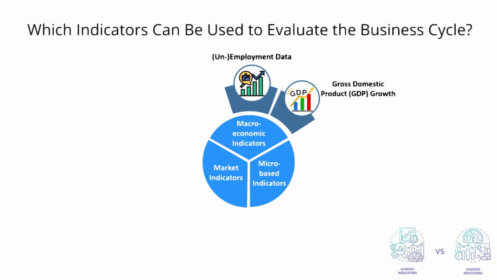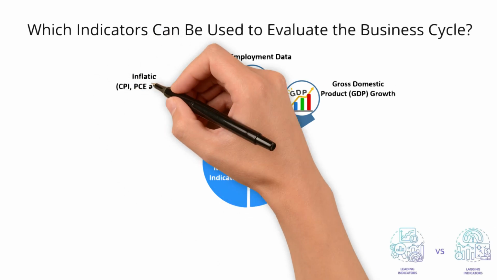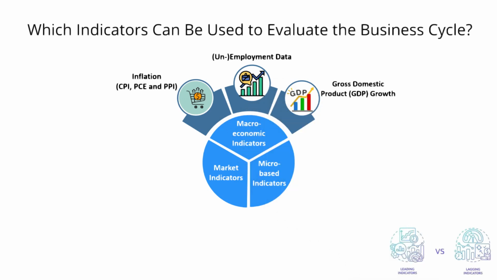And complementary to employment data, the inflation rate, which is also a lagging indicator. It includes the Consumer Price Index, CPI, and Producer Price Index, PPI, as well as PCE, the personal consumption expenditure, which is the preferred indicator of the Fed. Rising inflation is typical near the peak of a cycle, while disinflation or deflation occurs in recessions.